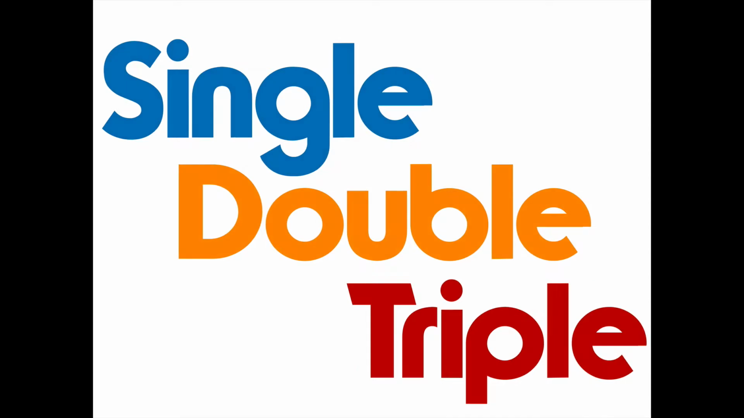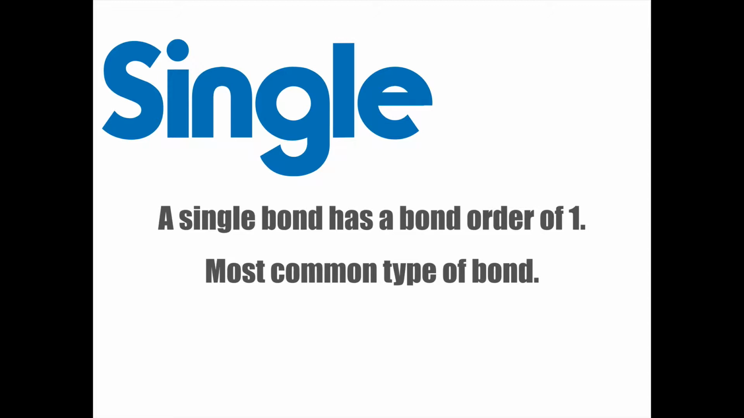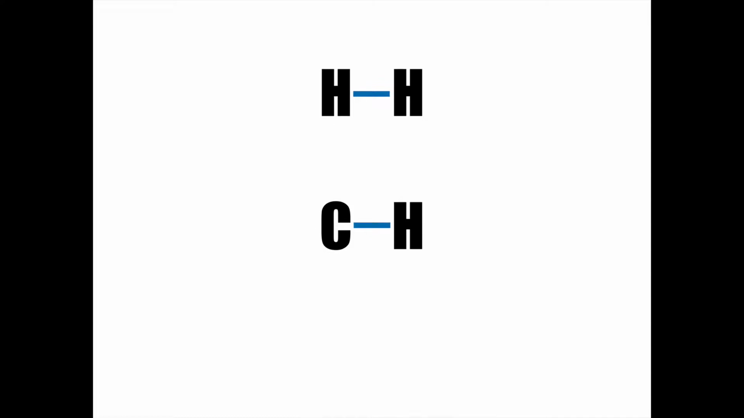So let's talk about exactly what that means, starting with the single bond. A single bond has a bond order of 1, as I mentioned before, and is the most common type of bond. Here are two examples: a diatomic molecule of hydrogen, H2, and then a molecule of carbon and hydrogen, which is very common in organic matter. If you remember from a previous video, those single lines represent 2 electrons being shared, one from each element, and that forms a single bond.